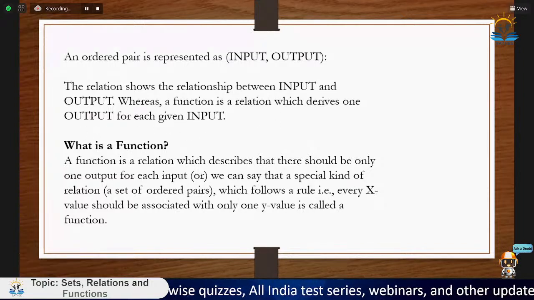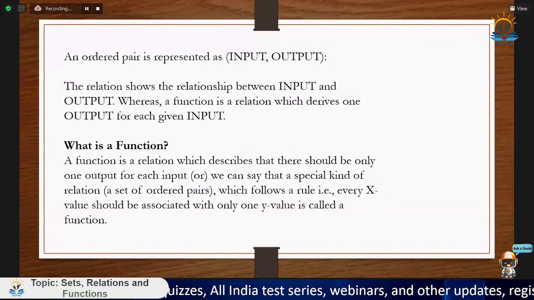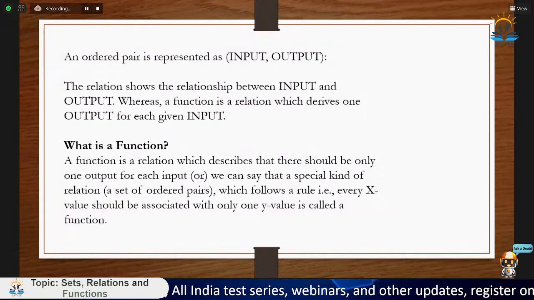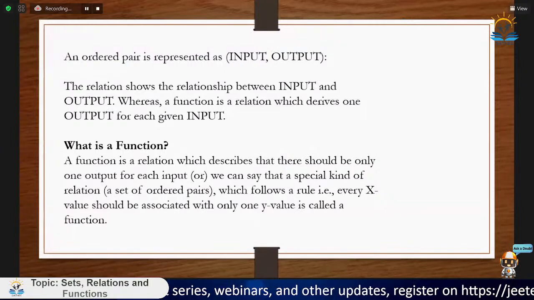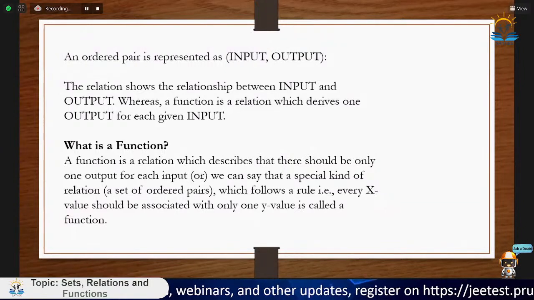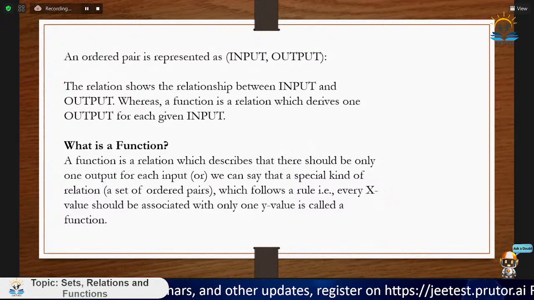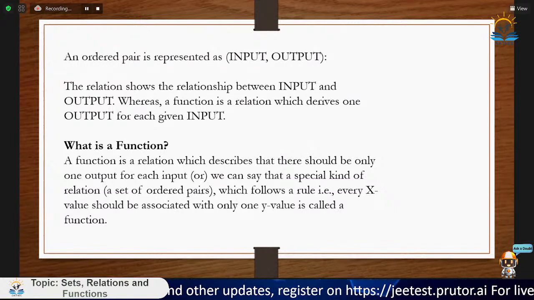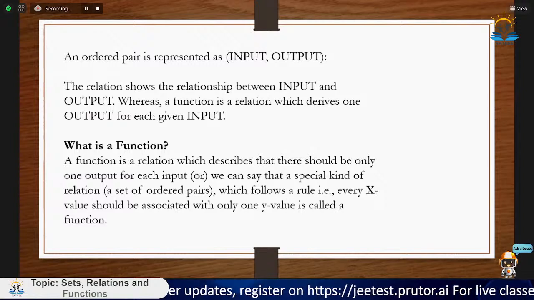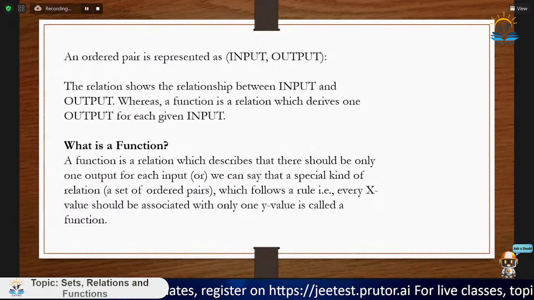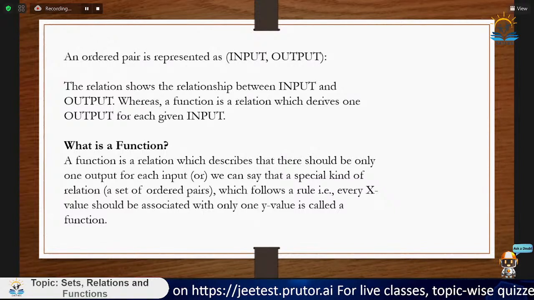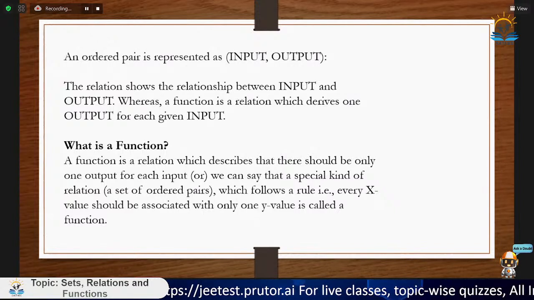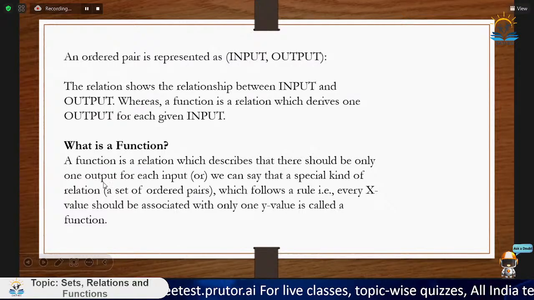Now, what is the basic difference between relation and function? First thing first, remember it for your lifetime that every function is a relation, but every relation is not a function. Means function is a subpart of relation. It is not necessary for a relation to be a function, but it is necessary for a function to be a relation.